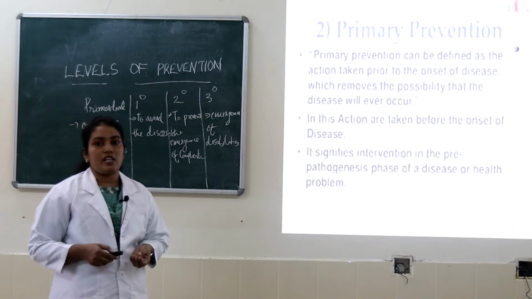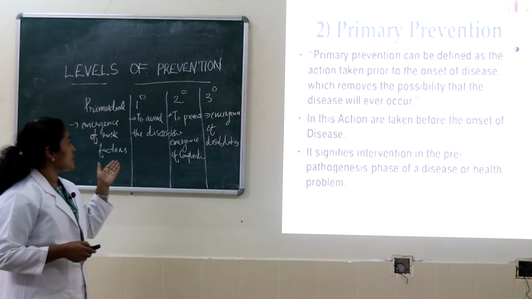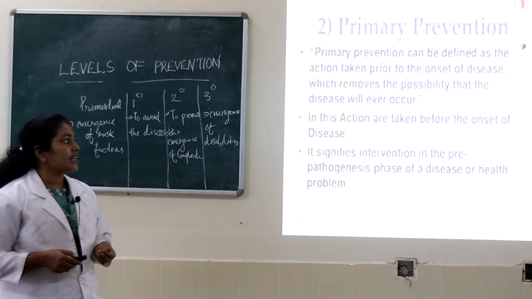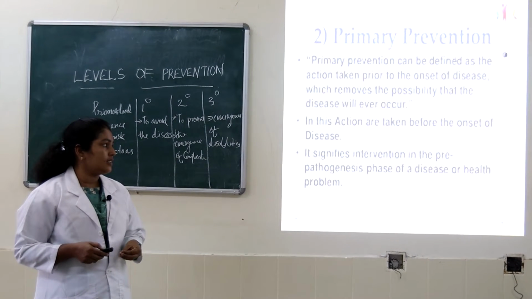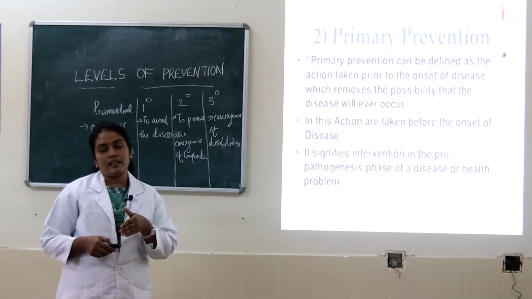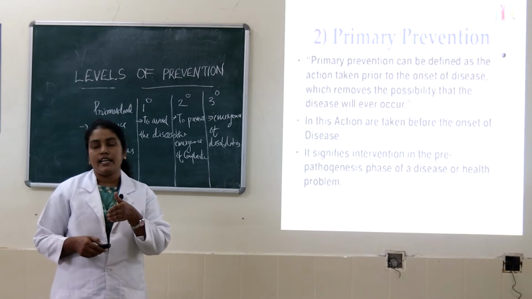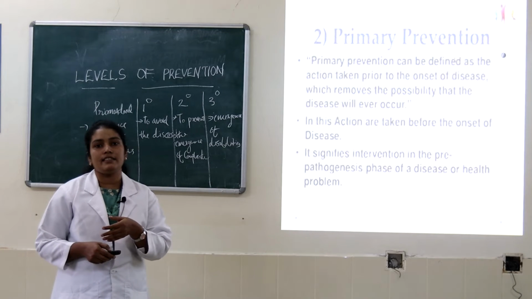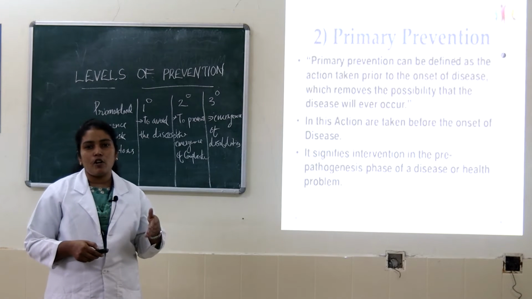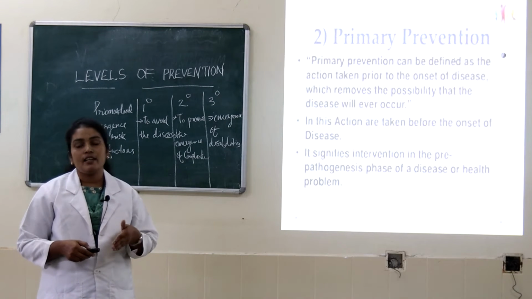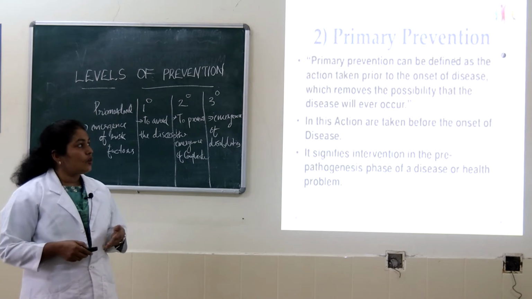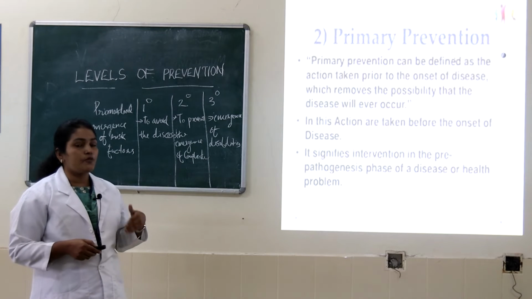The next is primary prevention. Primary prevention can be defined as avoiding the diseases. So, the action has to be taken prior to the onset of disease, which removes the possibility that the disease will ever occur. For example, in middle age, that is between 30 to 35 years, if the person does not follow an adequate lifestyle, the person can be prone to diseases like diabetes mellitus, hypertension, etc.